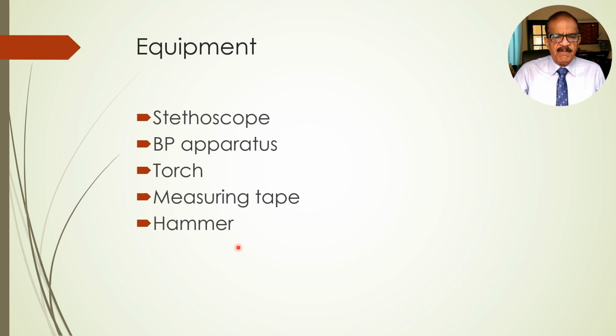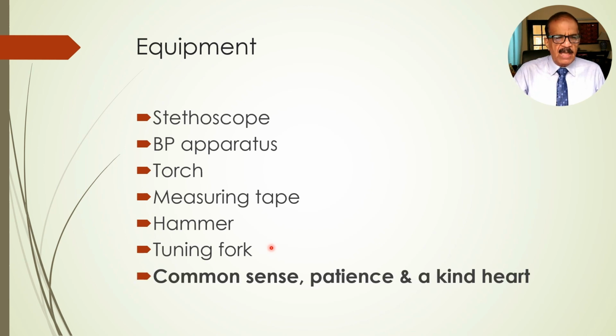A hammer to elicit reflexes. This is very important in central nervous system examination, and central nervous system examination cannot be performed without a hammer. And then a tuning fork, not necessary, but I think it would be good if you have one. You would actually need two tuning forks, one for checking sensations and the other for checking hearing. They have different frequencies.